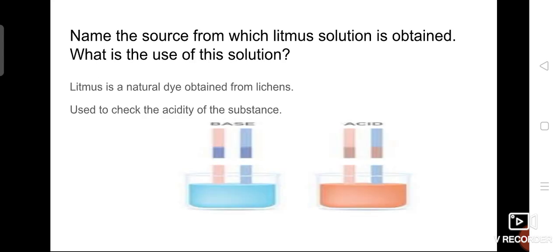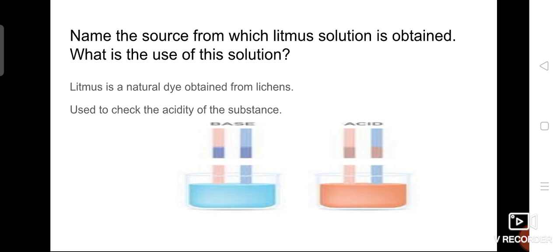Okay, question number 3. Name the source from which litmus solution is obtained. What is the use of this solution? Litmus is one of the natural indicators. It is a natural dye, and we know that litmus is a natural dye obtained from lichens. Lichen is a symbiotic relationship taking place between algae and fungi, isn't it?